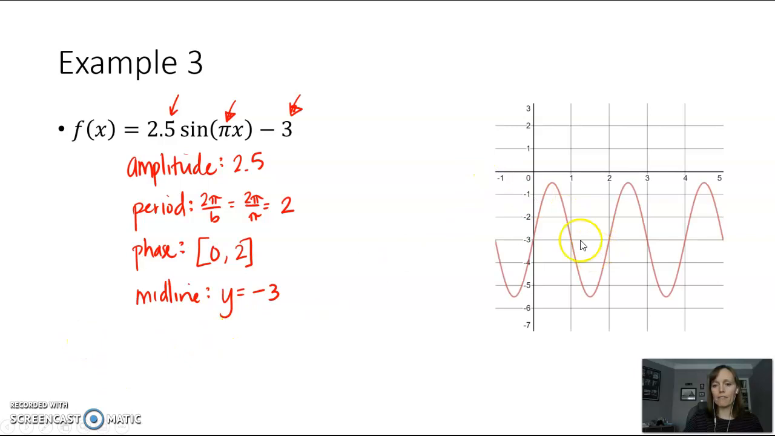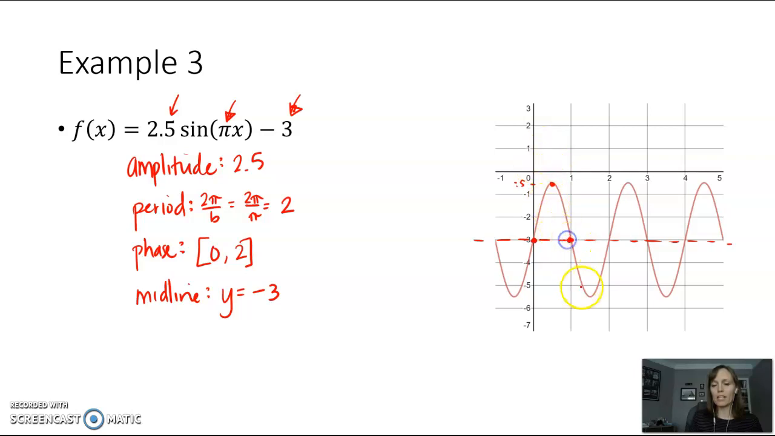And here's the graph that we're looking at. So sine of x starts at the midline. Remember that midline got moved down to negative 3. And that's the starting point for sine. It goes up to its maximum. Since the amplitude is 2.5, that makes its maximum at negative 0.5. We can figure that out by adding, right? So negative 3 plus the amplitude, negative 3 plus 2.5 gives me negative 0.5.